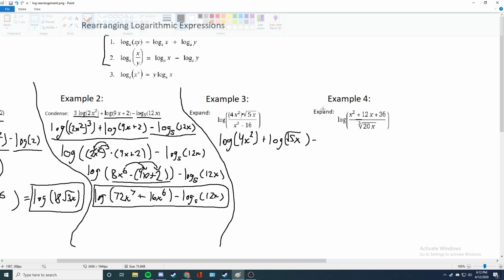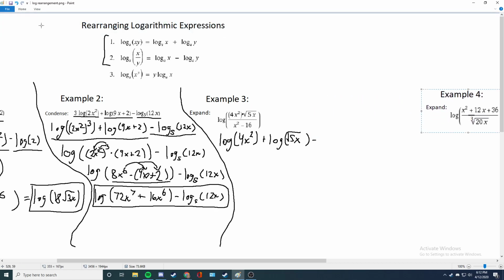So here, let me move this other example over real quick. So since we're dividing by x squared minus 16, we'll subtract the log with that contents. So minus log of x squared minus 16. So now from here, we want to simplify each of these terms to expand it as much as possible.